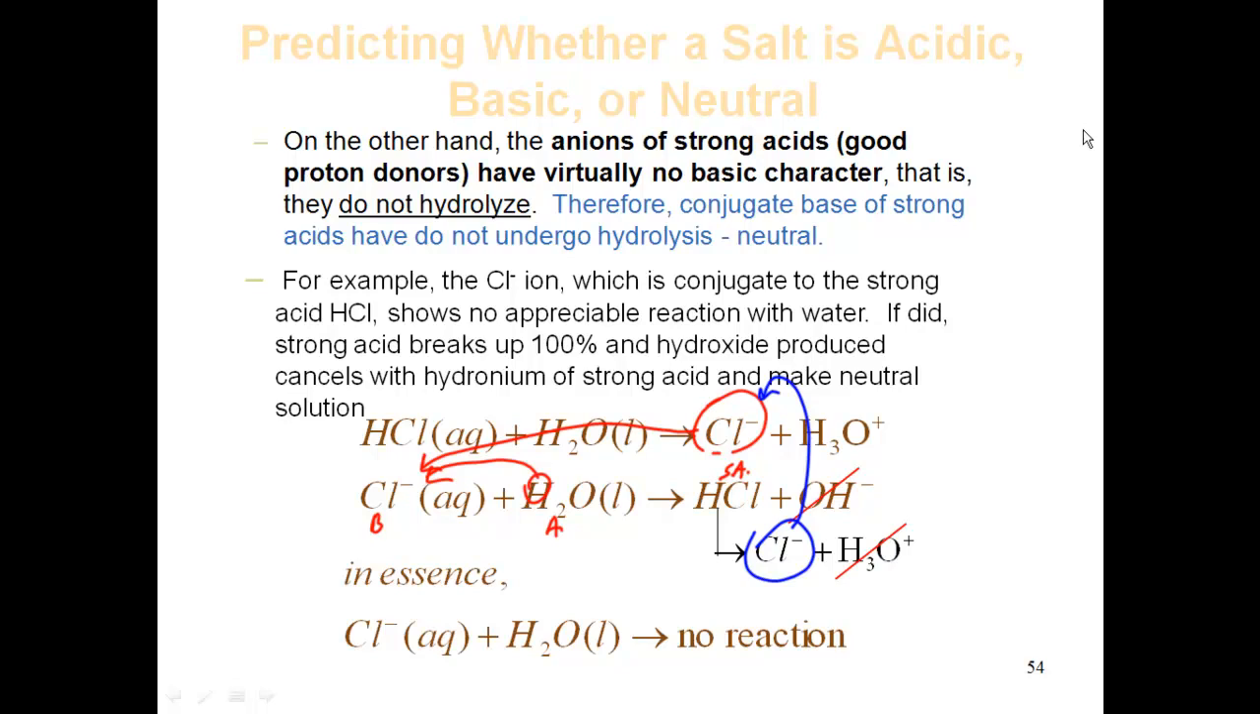Basically, the conjugate bases of those strong acids are the ones that are going to be neutral. Any other anion, I'm going to have to worry about basicity in my reaction.